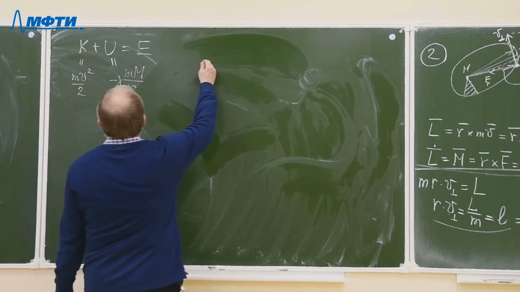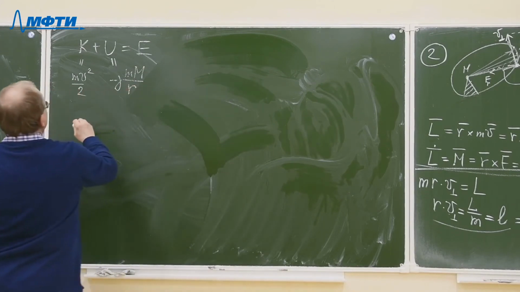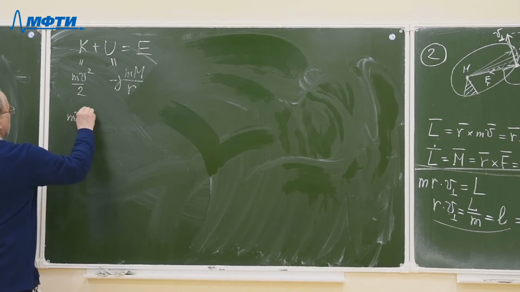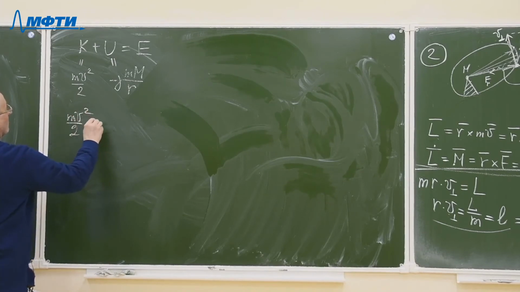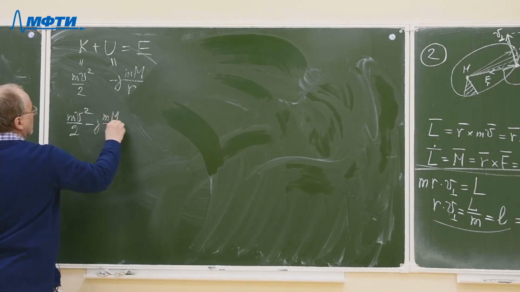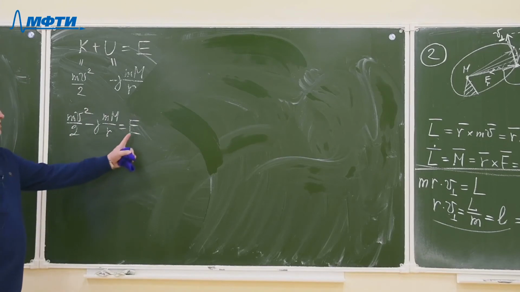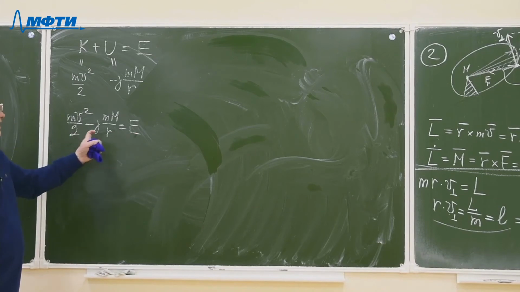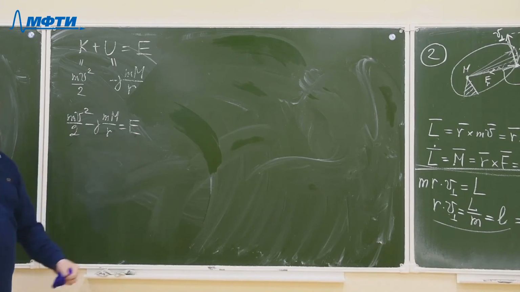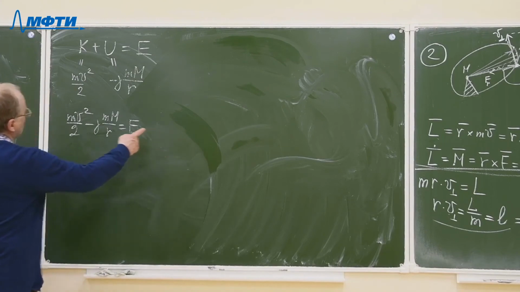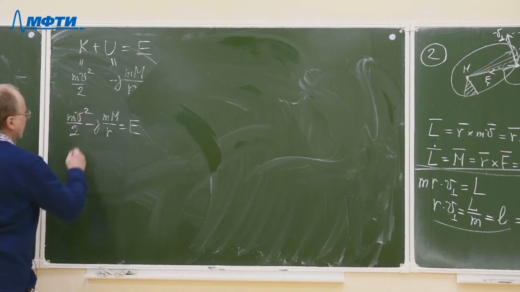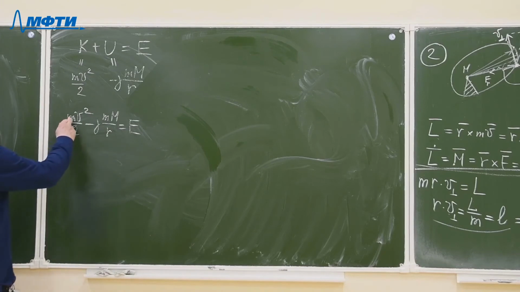So the law of conservation of energy may be written as mv squared over 2 minus gamma small m capital M divided by r equals the total energy of the planet. Total energy consists of kinetic energy and potential energy. That's what is written here. If we divide this equation by small m, we can do it because m is the mass of the planet or mass of a comet or mass of any other object in the solar system.